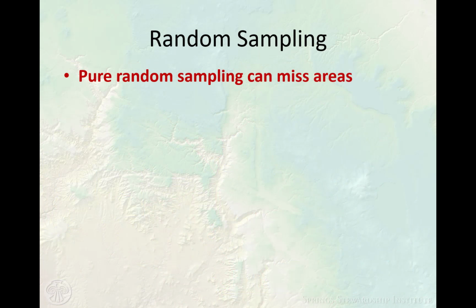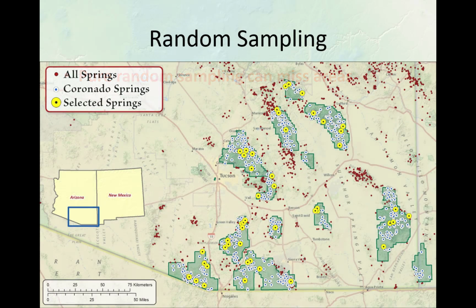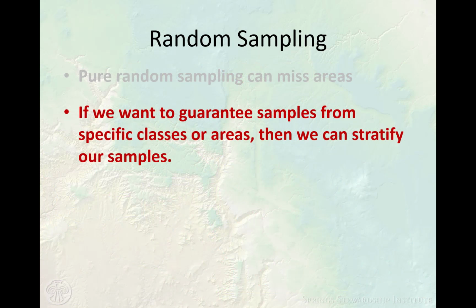Of course, and as I'm sure you're aware, pure randomness can lead you to miss areas. It's just the nature of randomness. And as it turns out, this particular selection of springs misses a couple of mountain ranges. So if it's important for us to sample in every mountain range, then this is a problem. So the solution would be to stratify the sample.